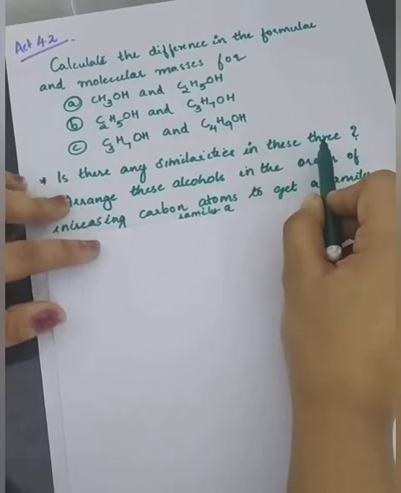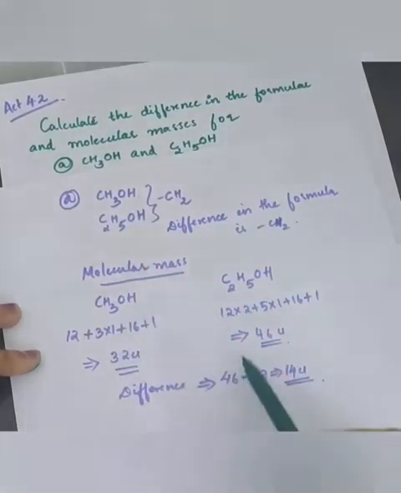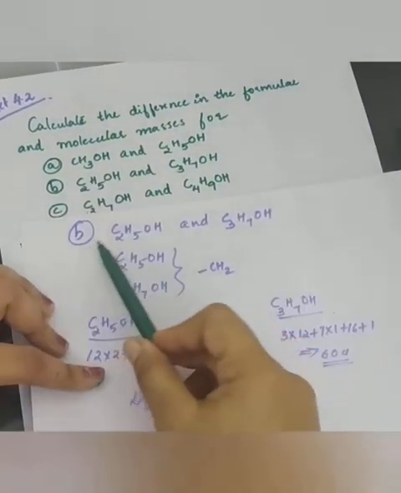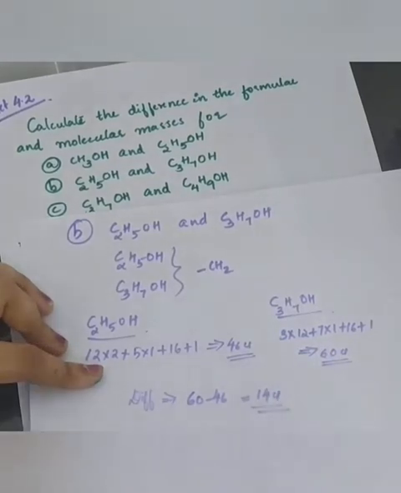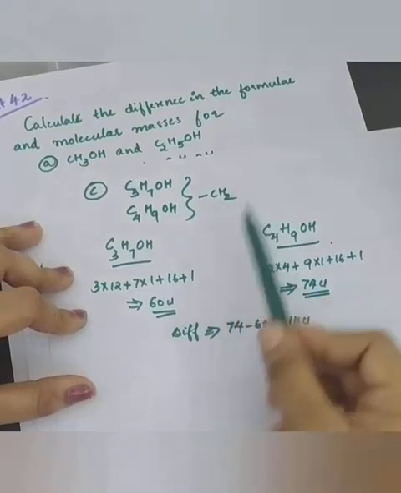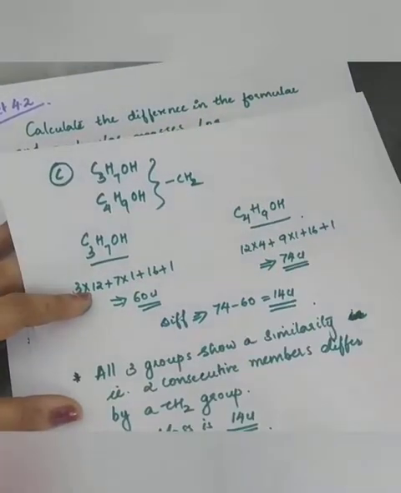Let's see if there are any similarities in these. See the first one, the difference in the formula is CH2. The atomic mass unit difference is 14. See the second one, there also the difference in the formula is CH2, their mass is 14. Here also they differ by CH2 and the difference in their molecular mass is 14.